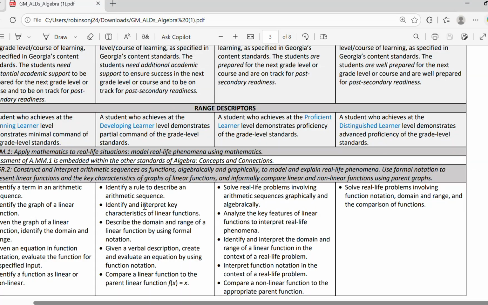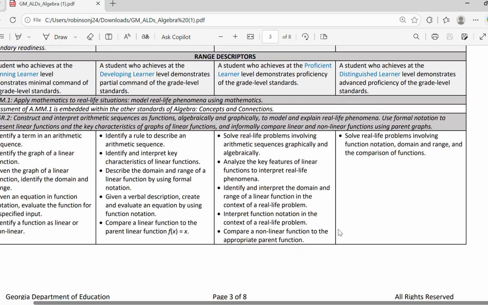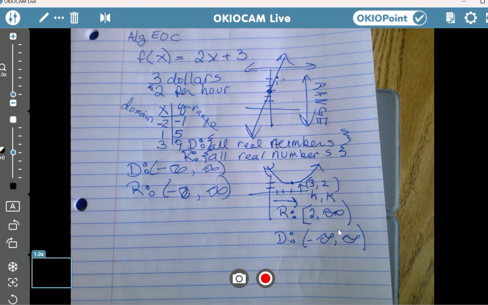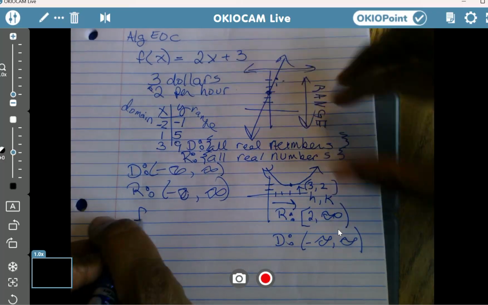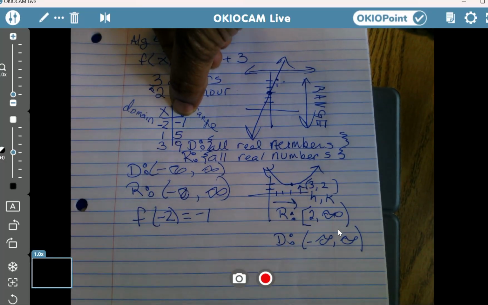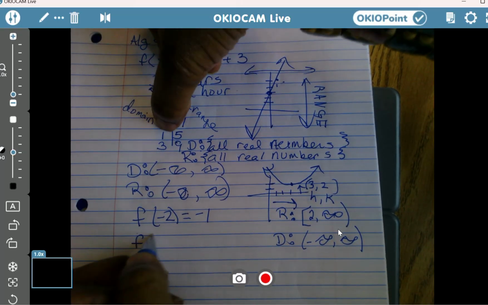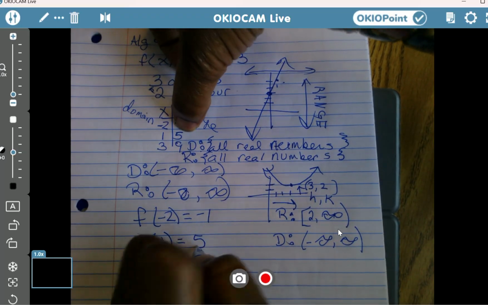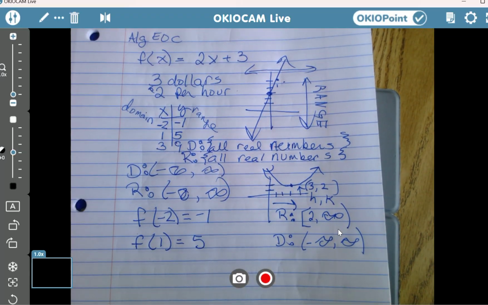Alright, that is going to cover function notation, domain, and range. Oh, I wanted to show you one more thing about function notation. F at negative 2 for this function is equal to negative 1. F at 1 for this function is equal to 5. That's function notation. Moving on.